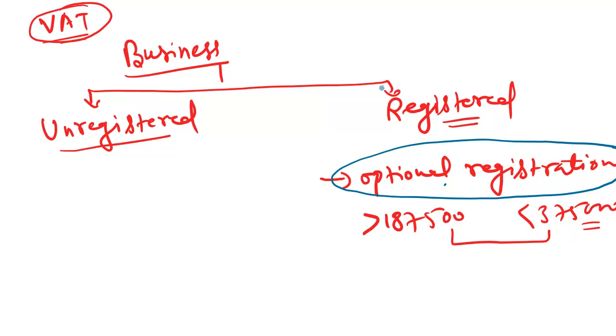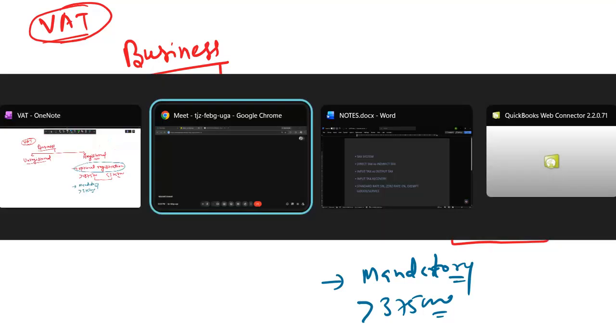But by any chance, if you have a turnover of more than 375,000, the period will remain the same, last 12 months or upcoming 30 days. In this case, the registration will be mandatory, compulsory. Which means I'm just giving you the summary of this, the registration, like a checking process.